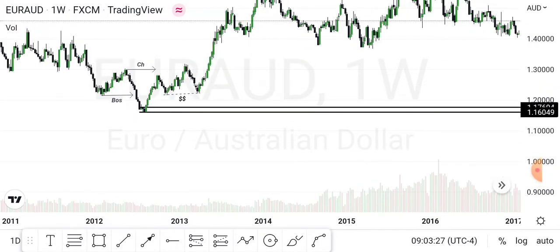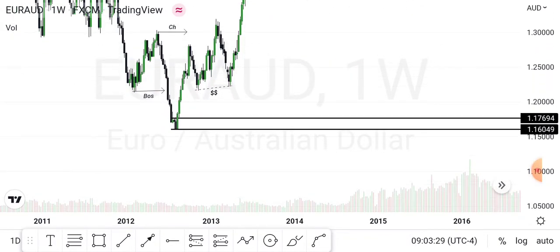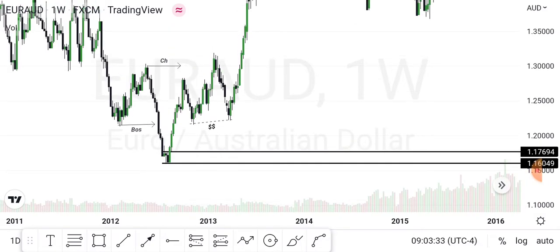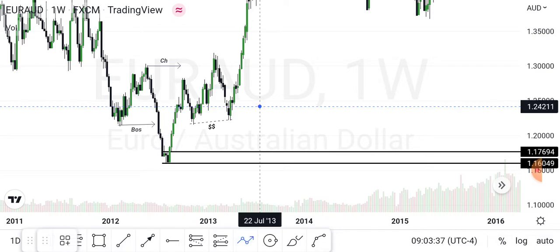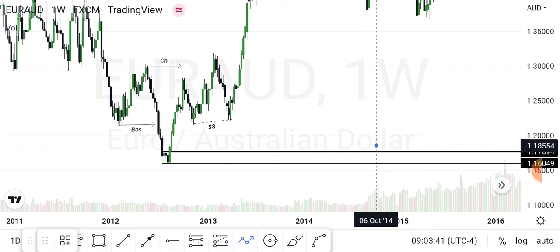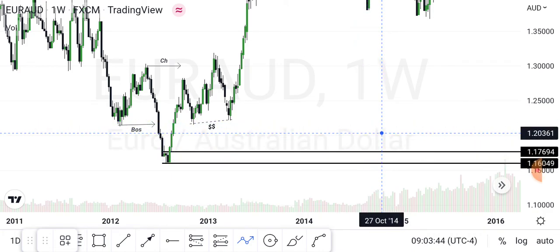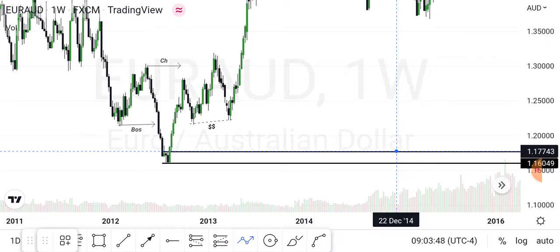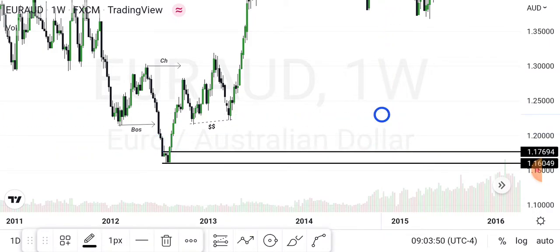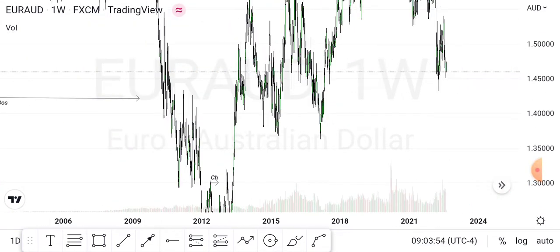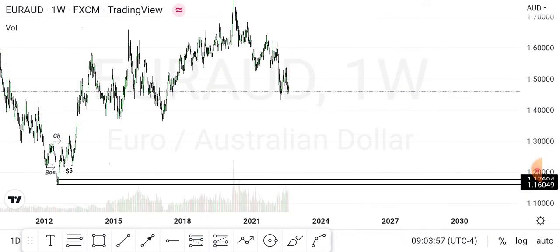We have another block there which was not mitigated, where the price was making all of this up move. So we can also expect a decent reaction from this point, and we can trade it. But we are not going to wait for price to come all the way to this point before we trade. We already know what the higher time frame is doing. We already know price is going down, so we want to trade with the trend. Don't forget that we always want to trade with the trend.